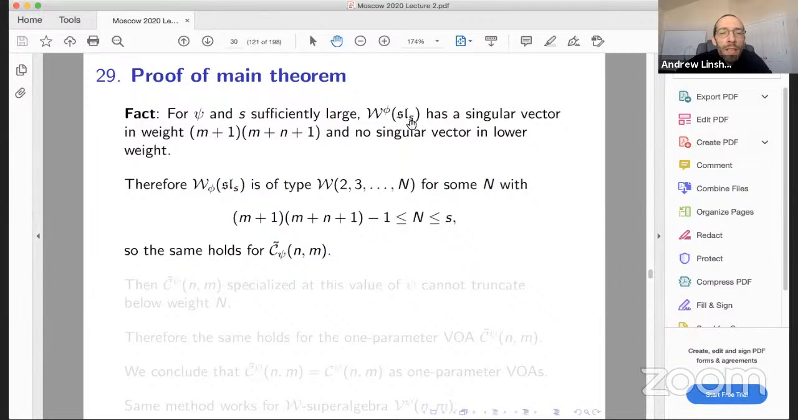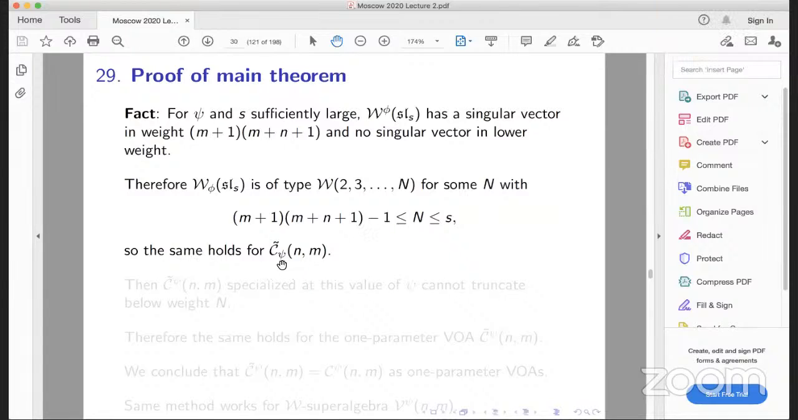Well, for the W sl_s, if s gets very large, we know that the W algebra has generating fields in weights 2, 3 up to s. It may or may not truncate below that, but it can't truncate any lower than the first singular vector. So the truncation will be at some weight s; it may be equal to s, it may be lower, but the smallest it can be is this quantity. And this was the number of generators that we had in the full affine coset.